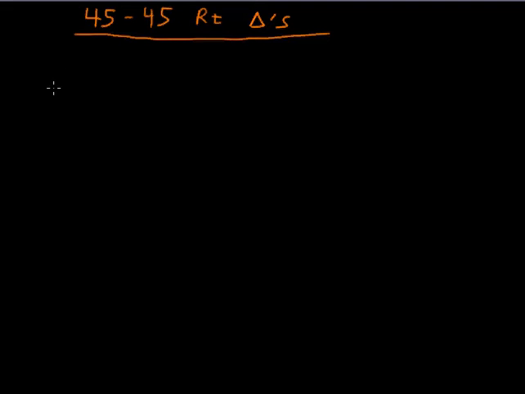Okay, so for my first video, I'd like to derive the formula for the shortcuts for 45-45 right triangles. The shortcut allows us to find the leg or the hypotenuse for a 45-45 right triangle given one of the other pieces. Okay, so let's draw a 45-45 right triangle.